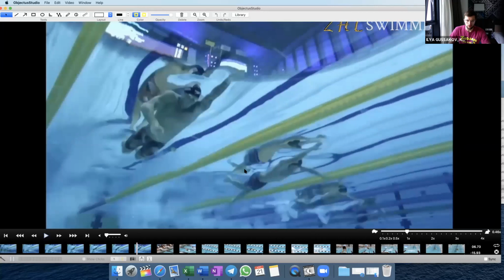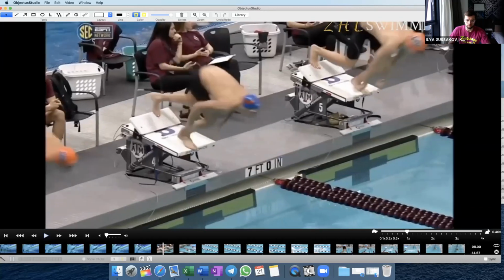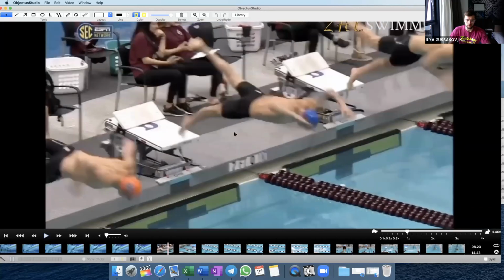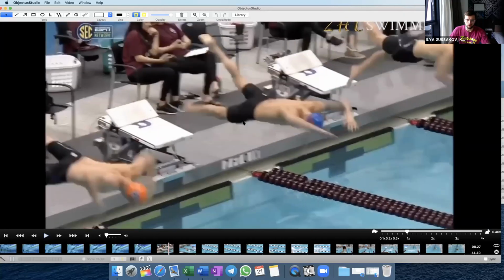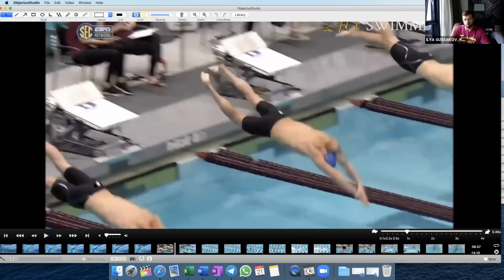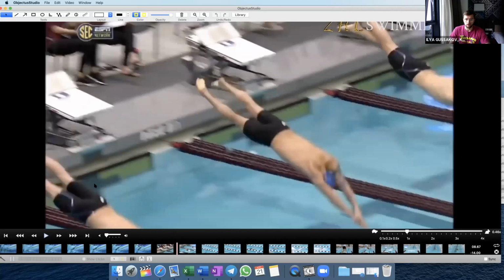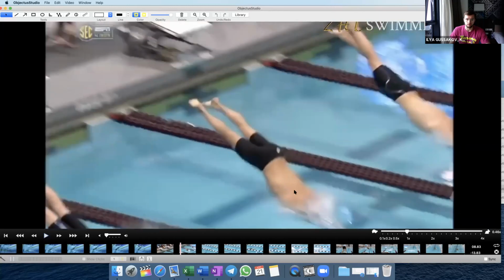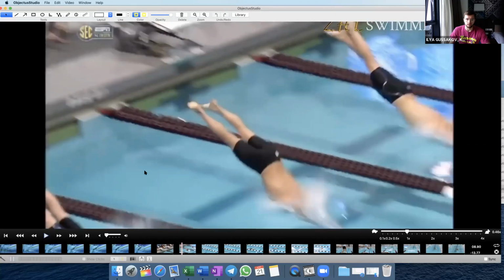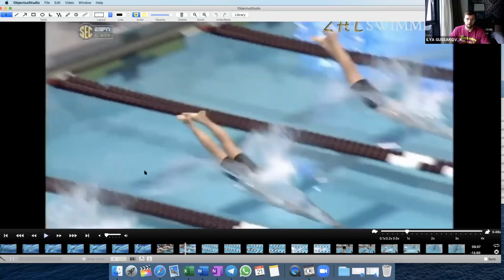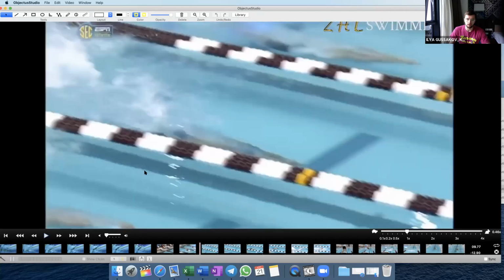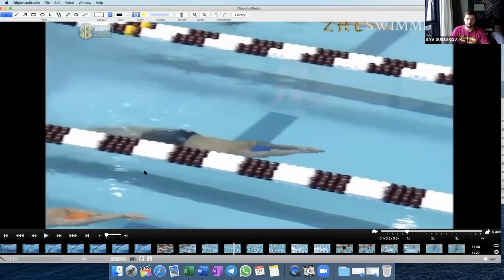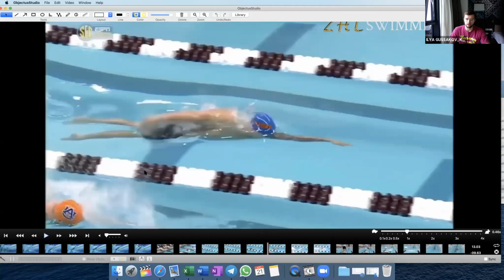So if we look here, this is from their national championship start. If we look at his down leg, it's even relaxed when he's going into the water. It's even relaxed, and look at his legs. It looks like they're not stable, and his core is not tight enough. So even though he has the fastest start in the world, he still has a mistake.